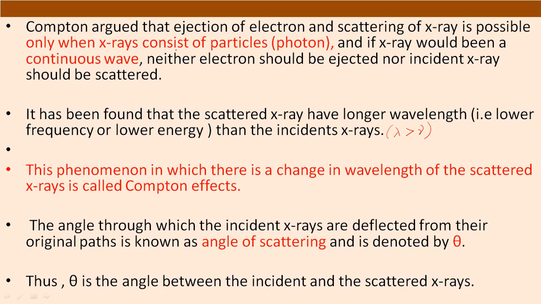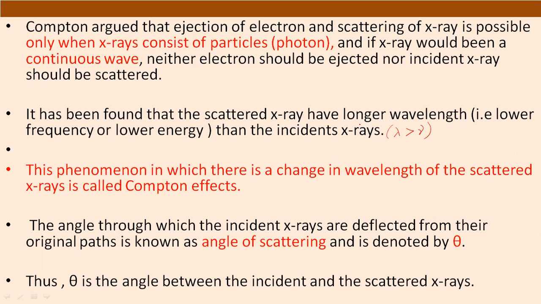Compton argued that ejection of the electron and scattering of X-ray is possible only when X-rays consist of particles, which are also called photons. And if X-rays were a continuous wave, then neither should the electron be ejected nor the incident X-ray be scattered. Therefore, it has been found that the scattered X-ray has a longer wavelength than the incident X-ray. This point we already saw when we were discussing the structure, the diagram, right? So the scattered X-ray has a longer wavelength than the incident X-ray.